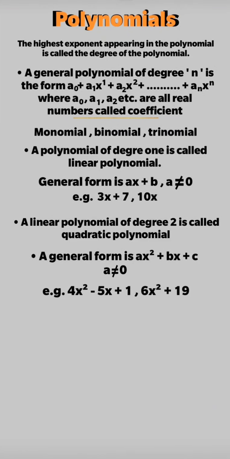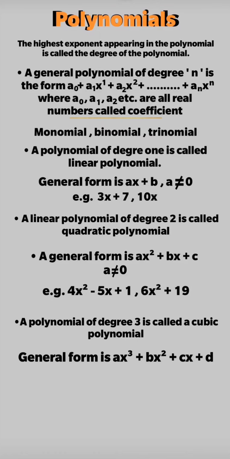Example of a quadratic polynomial: 4x square minus 5x plus 1. Degree 2, so 4x square minus 5x plus 1 is a quadratic trinomial, and 6x square plus 19 is a quadratic binomial, because the degree of this polynomial is 2 and it contains 2 terms. Therefore 6x square plus 19 is a quadratic binomial.